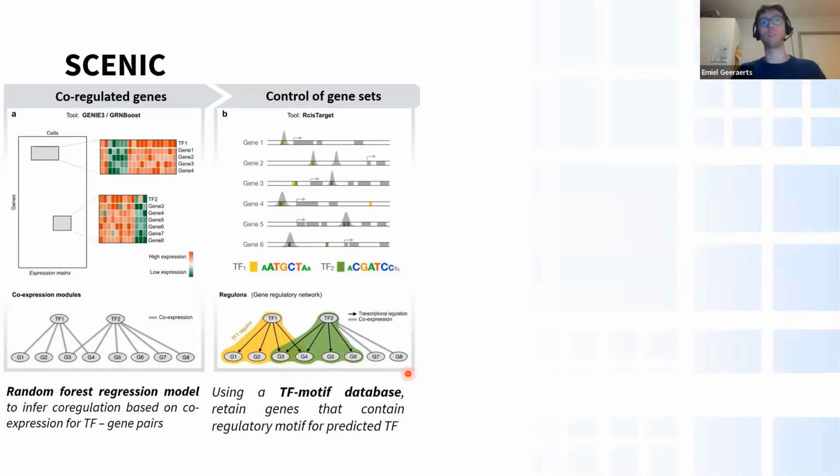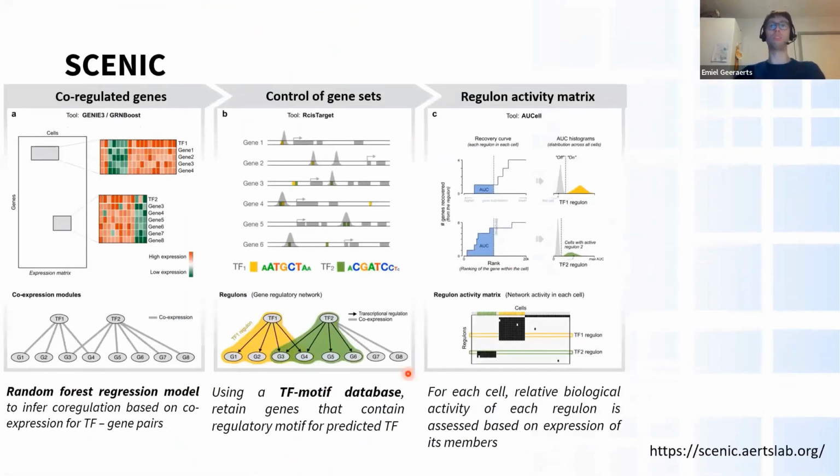So we end up with what Scenic calls a regulon. That's a group of co-regulated genes that share a transcription factor motif. So that's the causal aspect of it. Then how does it use these regulons?